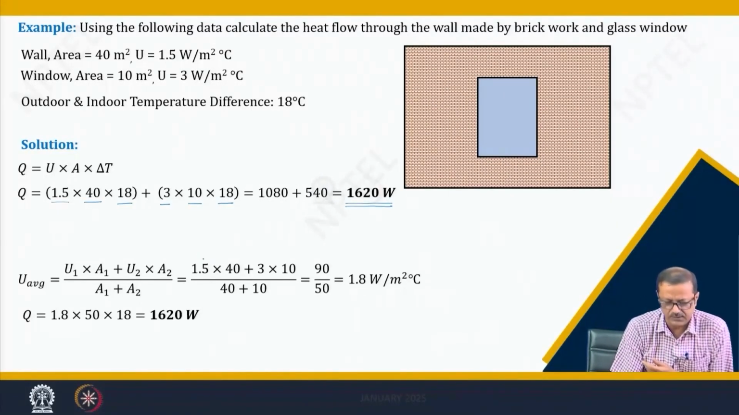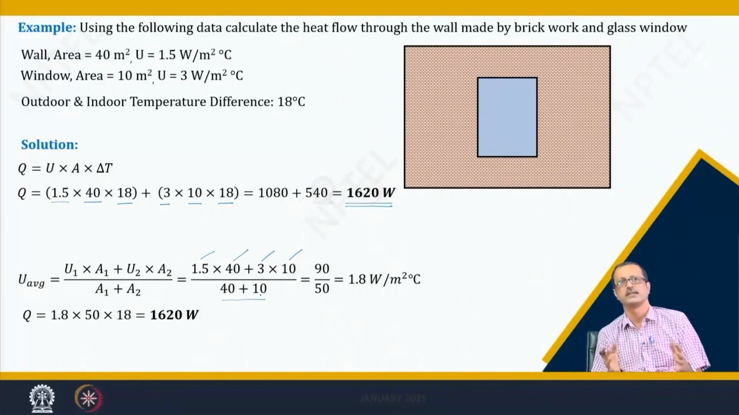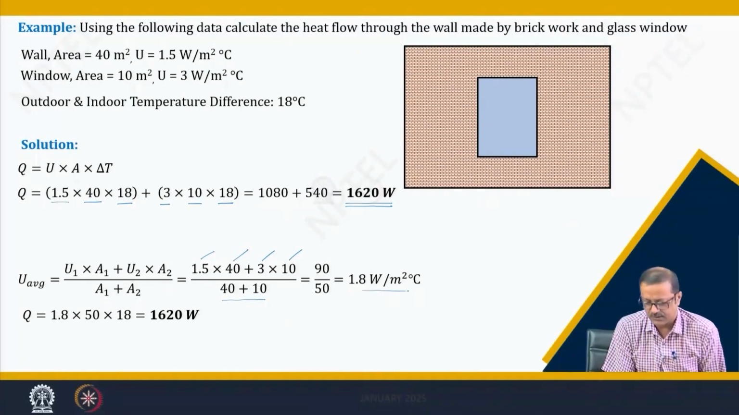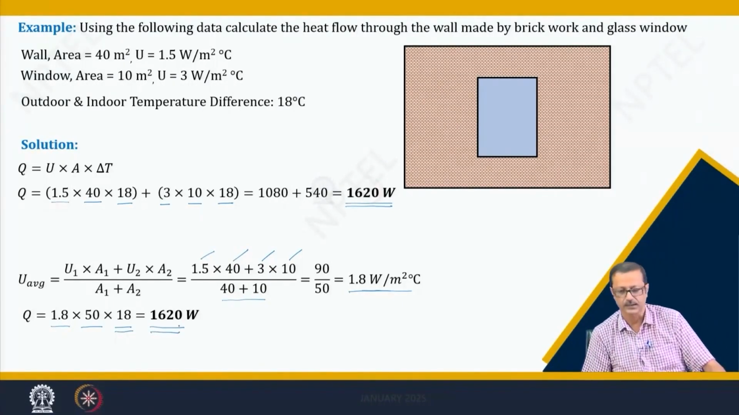So, multiplying the U value of the wall and the area of the wall plus the U value of the window and the area of the window, and dividing that by the total area, that is 50 meters square, I get an average U value of the wall as 1.8 watt per meter square per degree C. Then I just multiply this 1.8 average U value, the total area which is now 50, the 10 plus 40, and the 18 temperature difference, and I will get the same value for that.